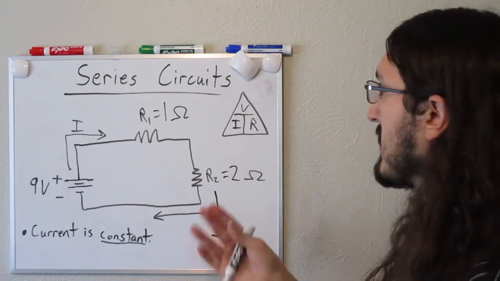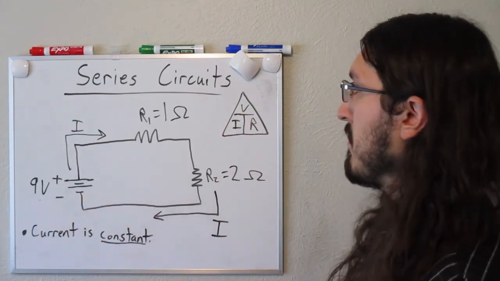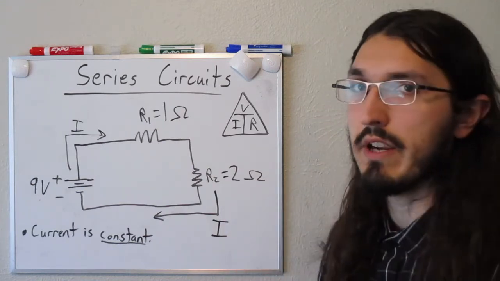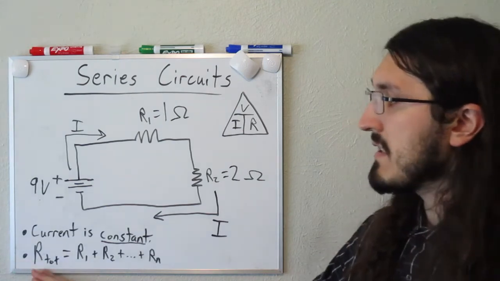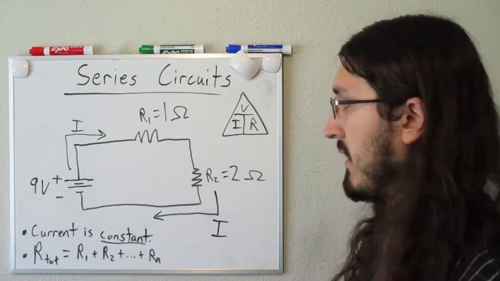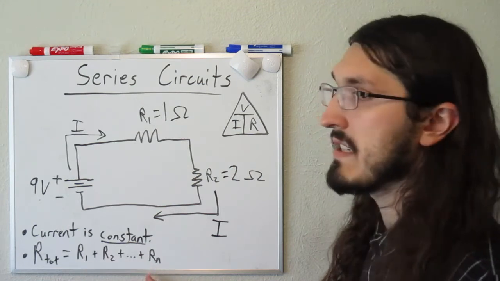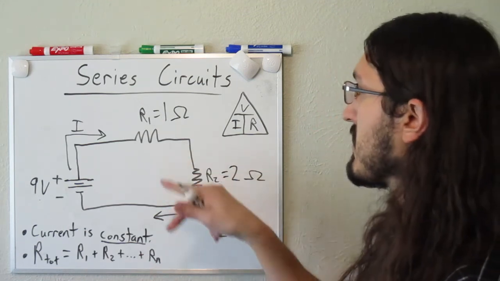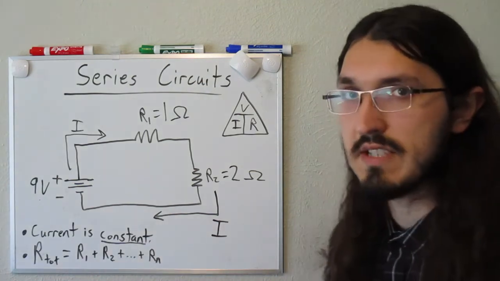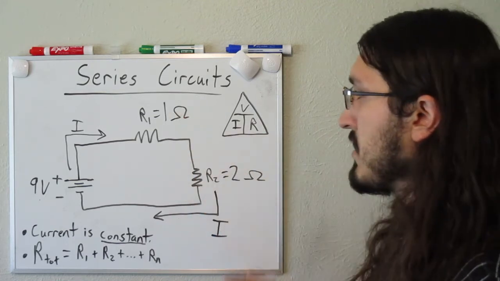If I want to find current, it's going to be equal to voltage divided by resistance. I know the voltage is 9, but since I have two resistors, I have to figure out the total resistance for the circuit before I can plug it into that equation. To find the total resistance of the whole circuit, we use this equation for series circuits specifically. It says that the total resistance is equal to just the sum of all the resistances. So in this case there's only two resistors, so it says R1 plus R2, but if there are more resistors, I would have to add all of those resistances as well. But in this case, R1 plus R2 is just 1 plus 2, so it's 3.